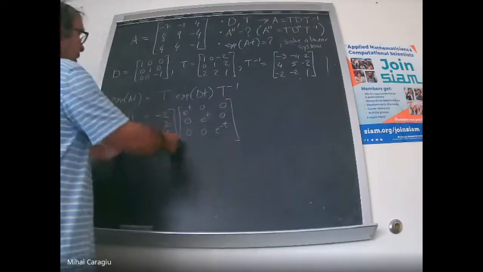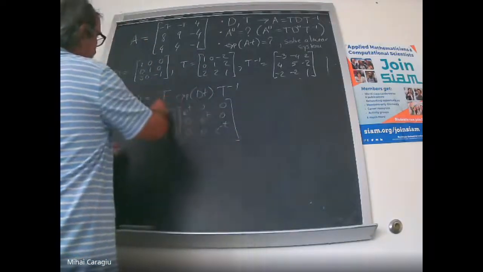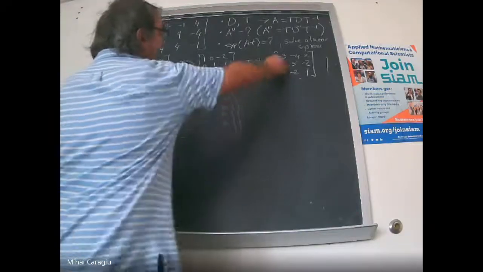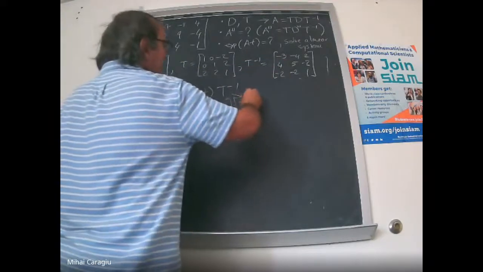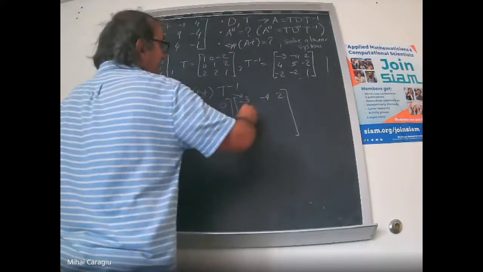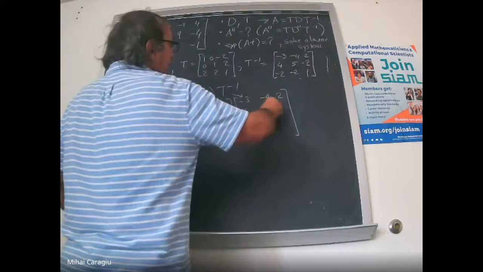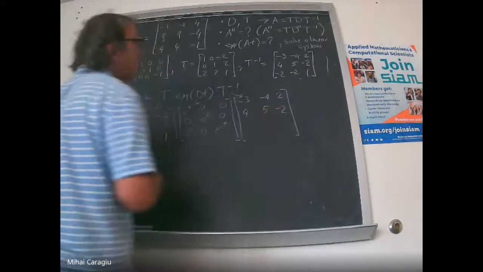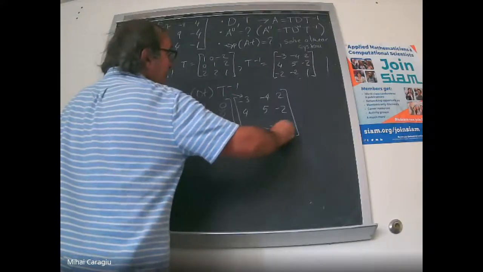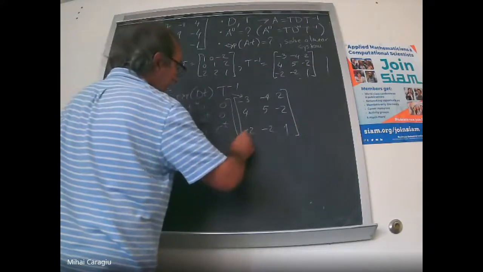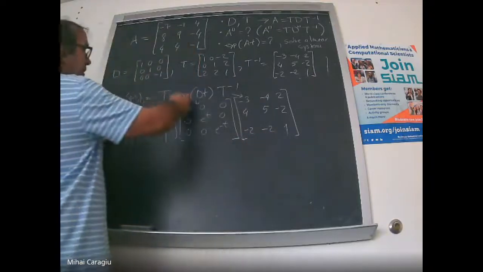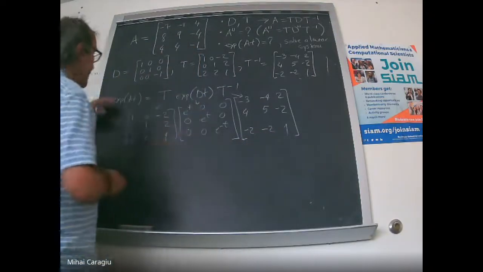So T exponential of Dt times T inverse, which again we copy: minus 3 minus 4 2, 4 5 minus 2, minus 2 minus 2 and 1. So, okay, T exponential of Dt times T inverse is exponential of At.